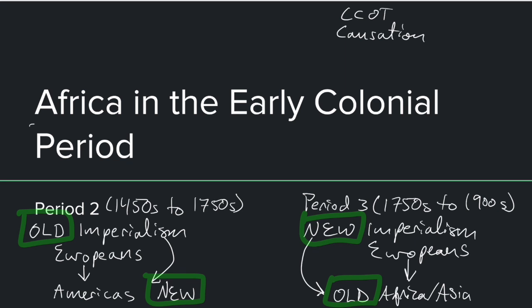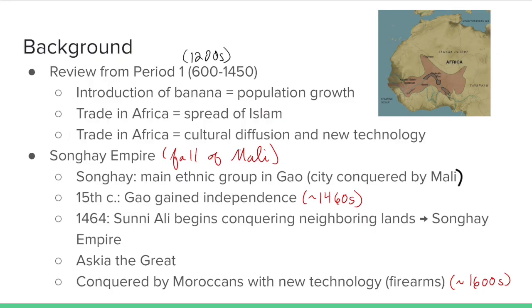Like always, the first step is to go over context, contextualization. So, background information, we're reviewing period 1. Remember, period 1 in our curriculum starts at the year 1200, but we do a little context for period 1 as well. So we're going to go back to the 600s, where we have the end of the Bantu migrations.